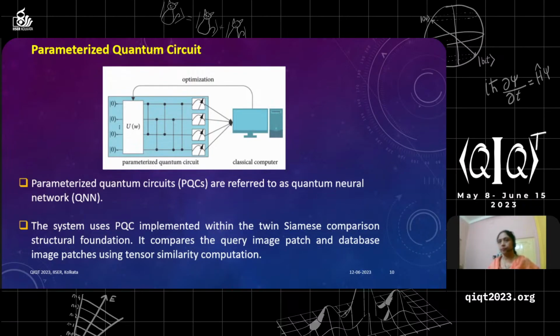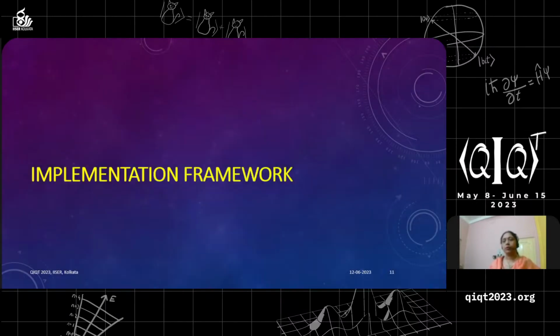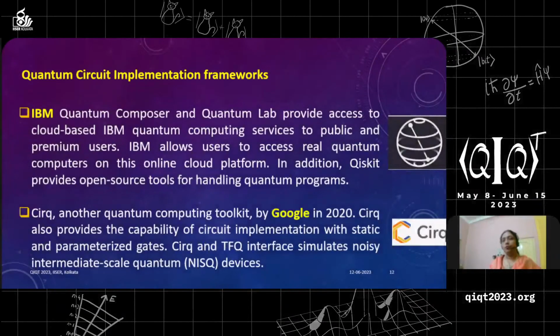Regarding the implementation framework, one of our experiments we executed in IBM Quantum Lab using Qiskit, and another experiment we executed in Google Colab environment. Though it has no significance why we executed in two different environments, we have executed in two different environments.